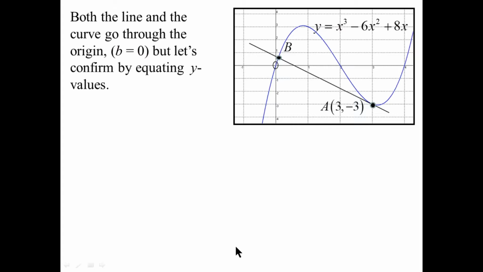Now we have our equation of the tangent. Both the line and the curve go through the origin, unlike what I've shown here. B is actually the origin. So we can see the blue line goes through the origin. The tangent must go through the origin because its equation is y equals negative x.